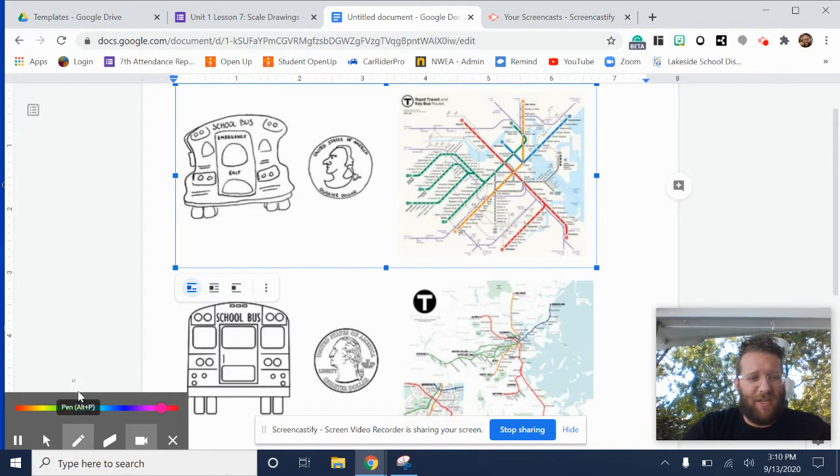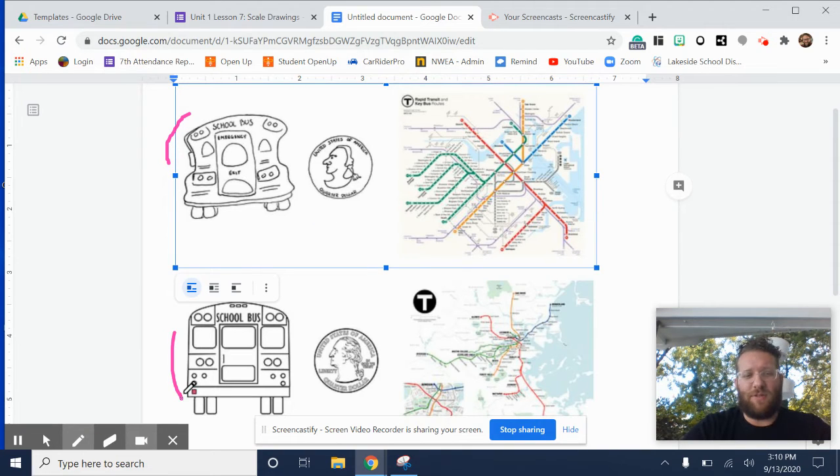When we look at these, we can see that this is a drawing of a school bus, and this is also a drawing of a school bus. This is a drawing of a quarter, and this is also a drawing of a quarter. And this is a map of a transit system up here, and then a map drawing of the same transit system down here. So we have in essence the same thing, but I think everyone would say that the ones down at the bottom look more like real life.